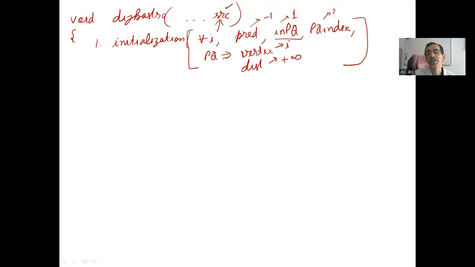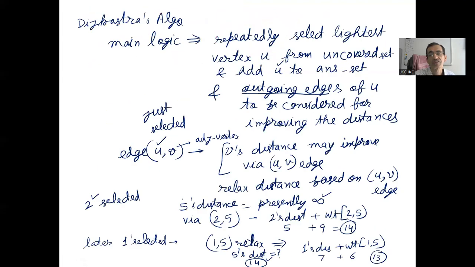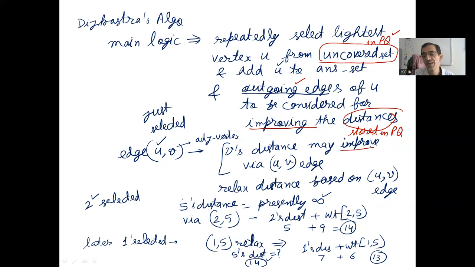Why do I need in PQ, why do I need a PQ index? Just look at this one line. I said, select U from uncovered vertices. Uncovered means in PQ; if that vertex is in PQ, I need to do that. And the outgoing edges of this are to be considered for improving the distance. Distance is stored in PQ, so I need a PQ index also. So accordingly, PQ index is needed, and the distance is to be updated. Improve will still mean a decrease key, kind of a thing. So everything remains similar.